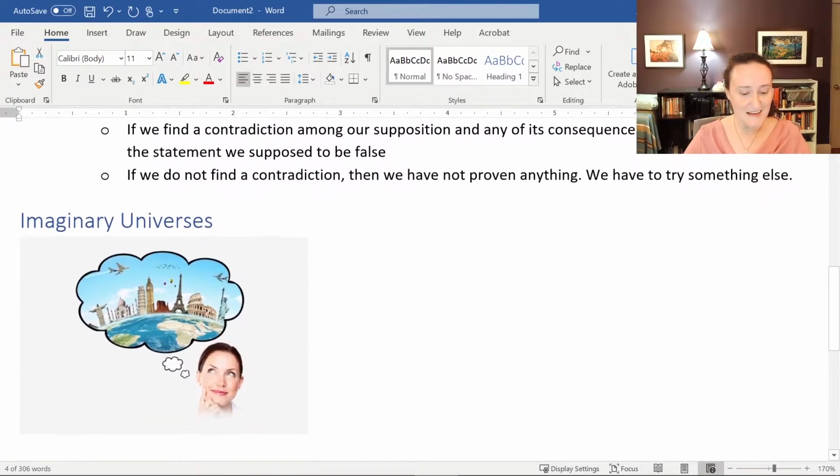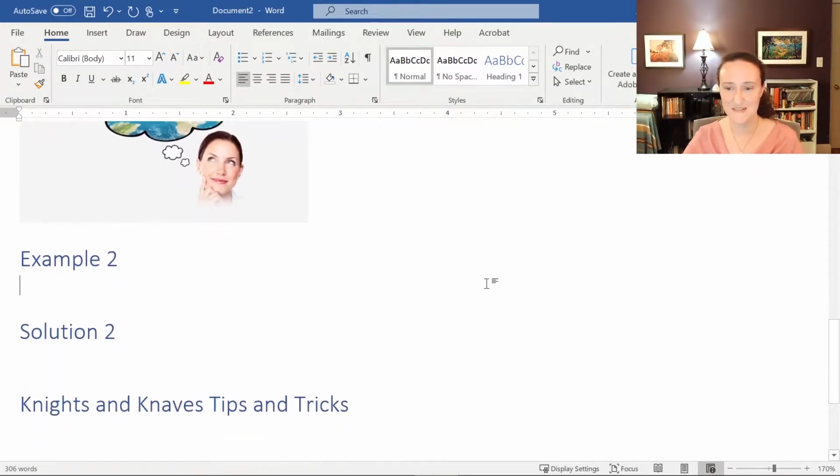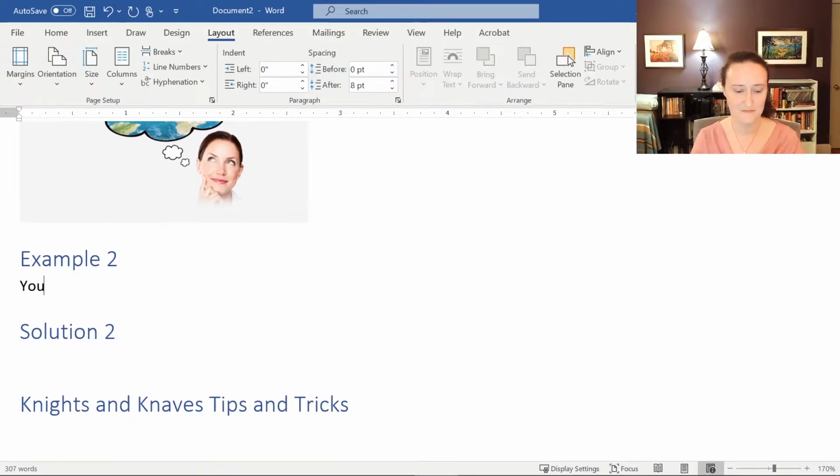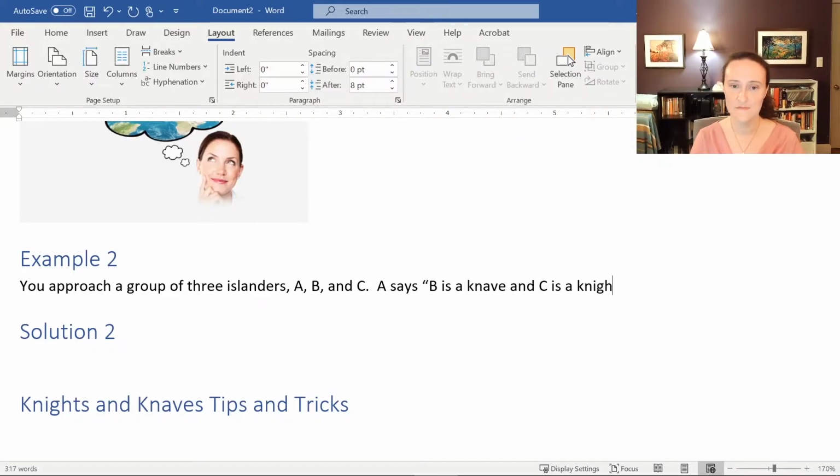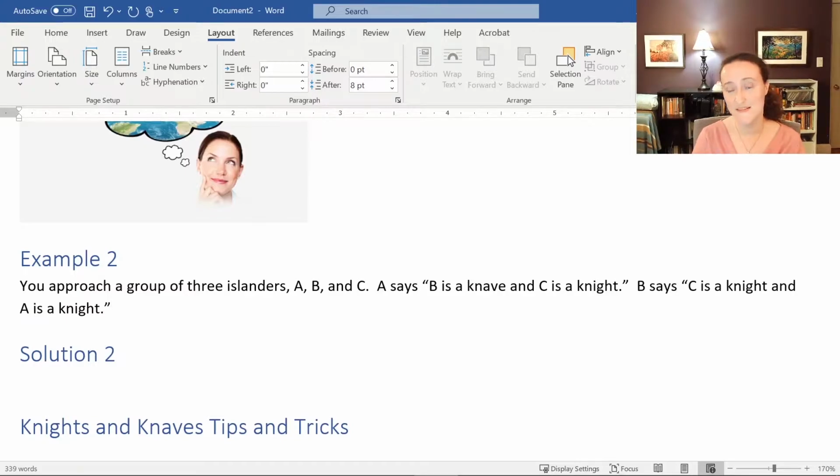Okay, so let's move along and look at another example. In this one, we will talk to 3 islanders. A says B is a knave and C is a knight. B says C is a knight and A is a knight. And C says nothing. The reason the last islander is always saying nothing is because of the website I used to generate these puzzles; it just always generates them that way. These are actually really hard to write by yourself, because if you just write down some random statements, that will almost certainly be unsolvable. All right, so let's look at the solution.